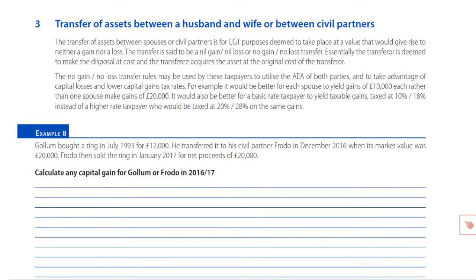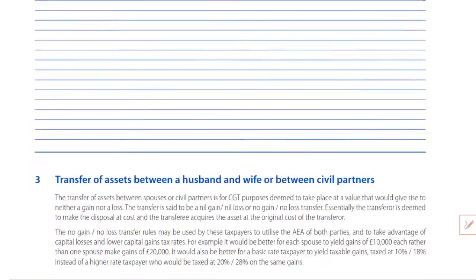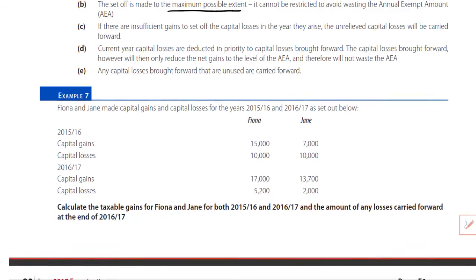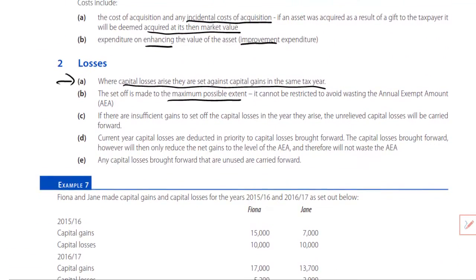You can't here restrict it in any way. So you must therefore use all of the losses against all of the gains. It can't be restricted. Why would you want to do that? Well, for example, to avoid wasting the annual exempt amount. It cannot be restricted to avoid wasting the AEA.